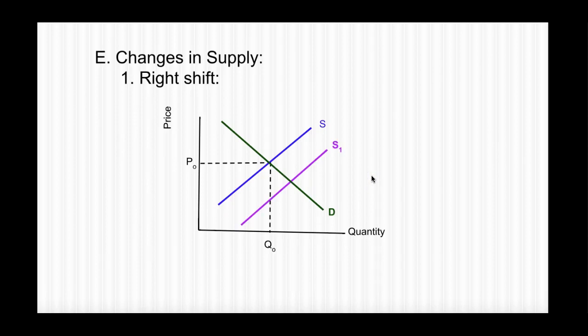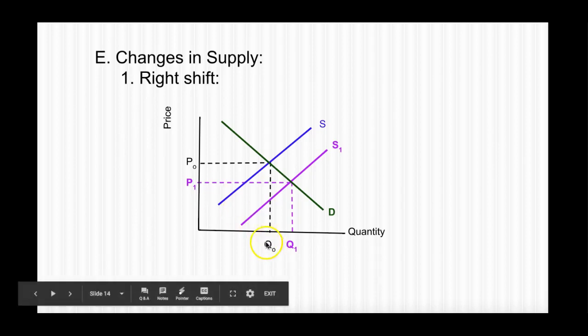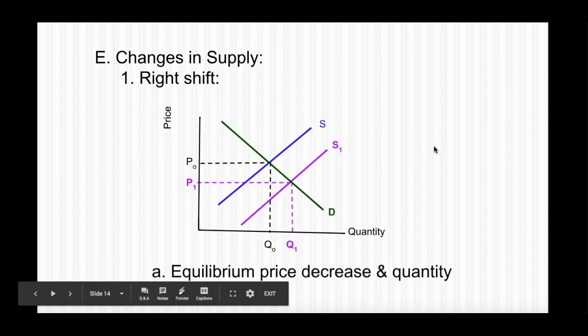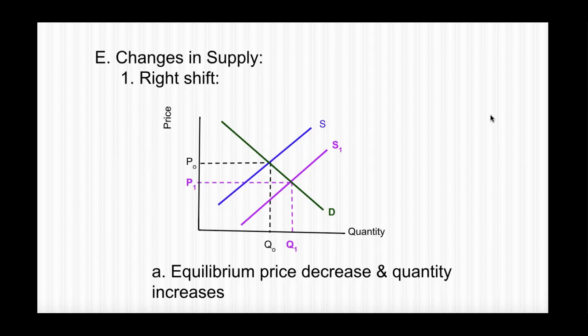Now again, we have to find our new equilibrium. Our new equilibrium is where our new supply curve intersects our old demand curve. So right here. So here's my equilibrium price. Here's my equilibrium quantity. So what happened to my price? Going from P0 to P1, price went down. What happened to my quantity? Going from Q0 to Q1, quantity went up. Anytime there is a right shift in supply, the equilibrium price is going to decrease and the quantity is going to increase.